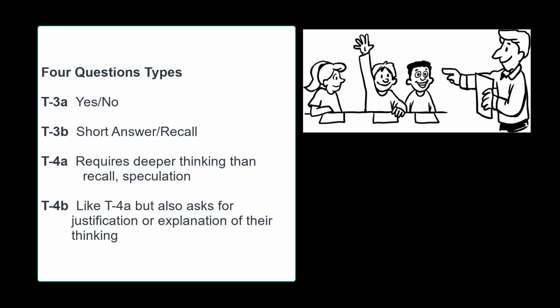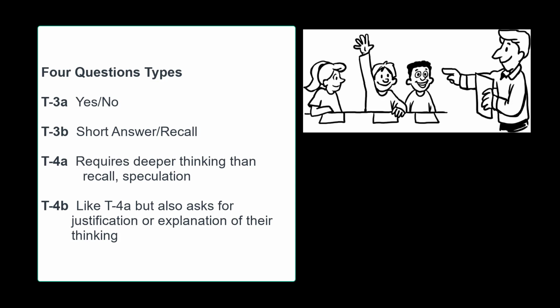The first one is T3A. And it is simply a yes-no question, a question that is asked in a yes-no manner. Now, don't make the mistake of coding these questions as you think the teacher intended. Code them as they are asked. So anytime a question comes up and starts with a would you, could you, are you, will you, those are yes-no type questions, and code them as such, a T3A.